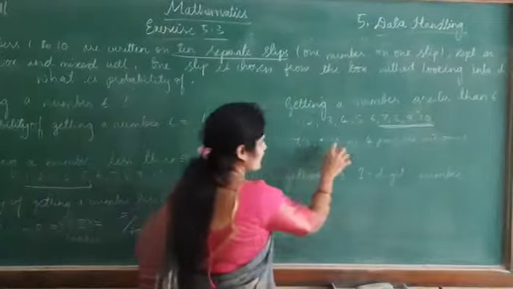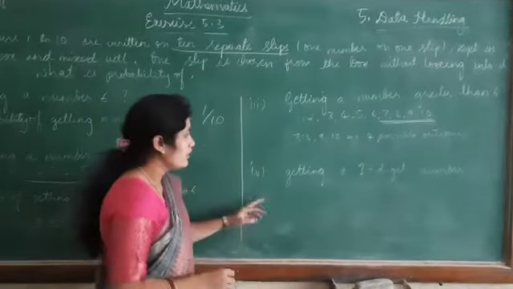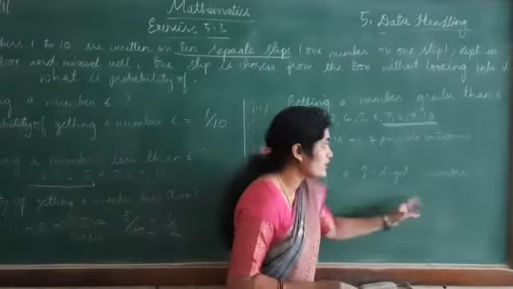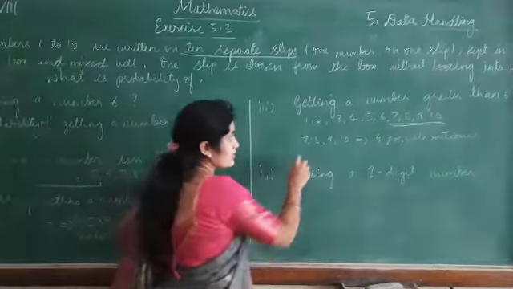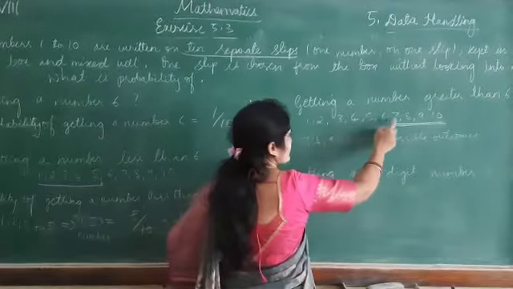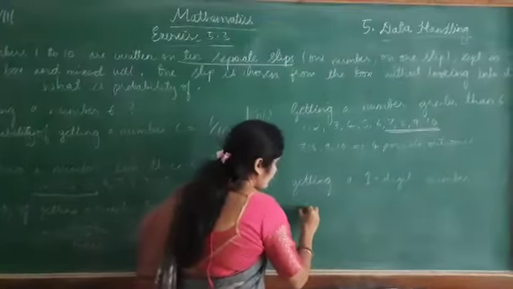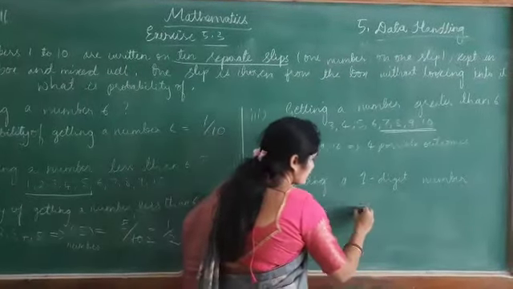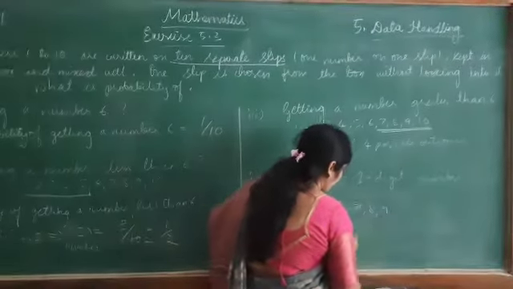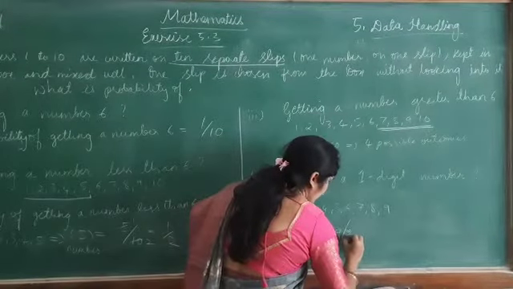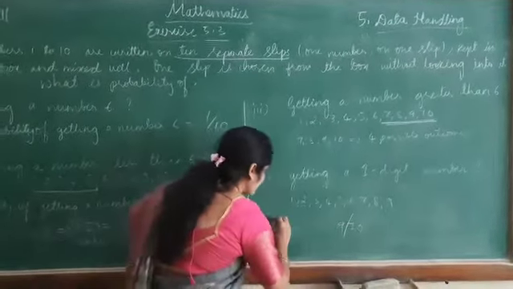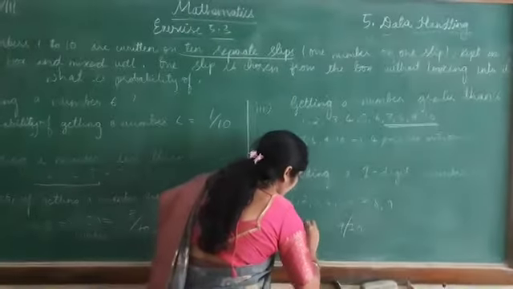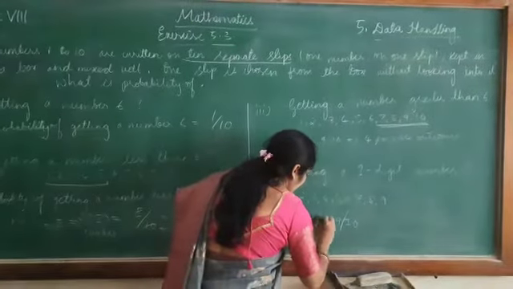Because we have 7, 8, 9 and 10. Now, getting the one digit number. What are the one digit numbers here? 1, 2, 3, 4, 5, 6, 7, 8 and 9. That is 9 by 10. 9 by 10 is the probability of getting the one digit number.